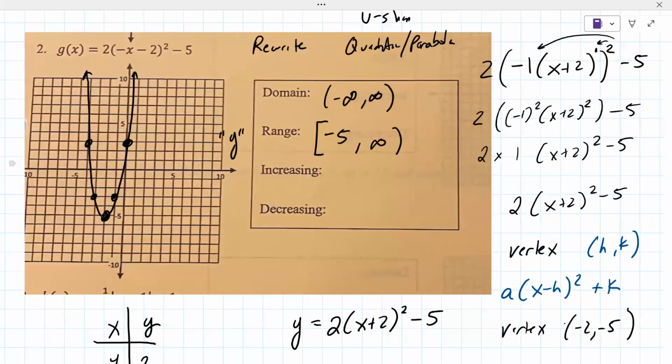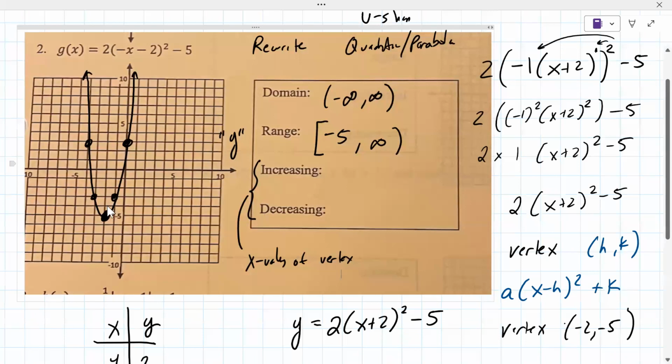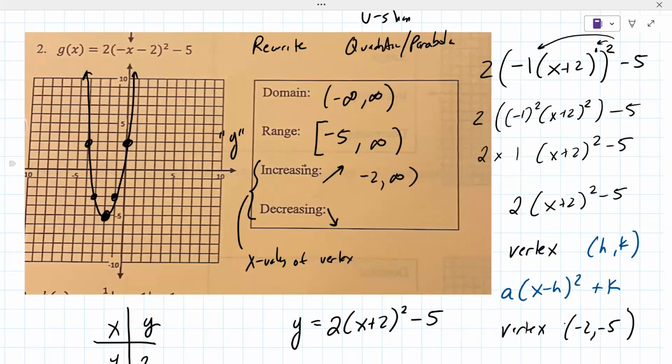All right, now this increasing and decreasing, these are the x values of the vertex. So the options are it's either increasing from -2 to infinity or from -infinity to -2. And increasing means it's going up and to the right. Decreasing means it's going down and to the right. So it's increasing from -2 to infinity, decreasing from -infinity to -2.